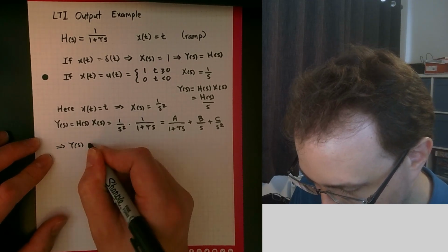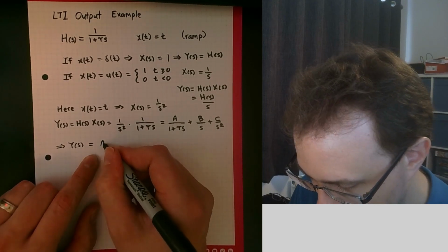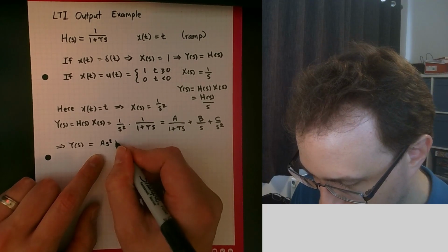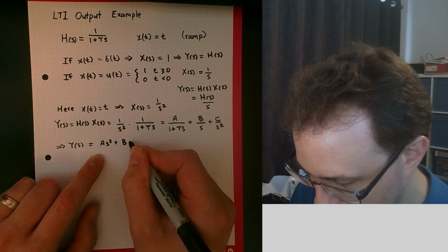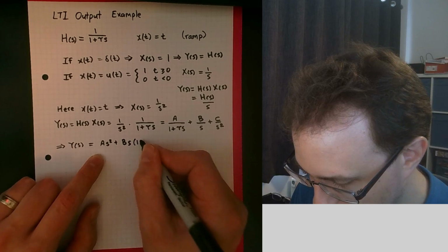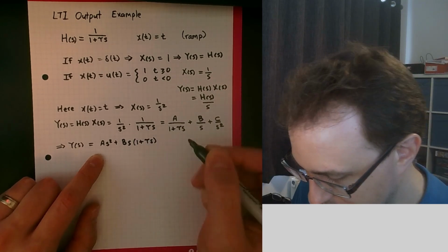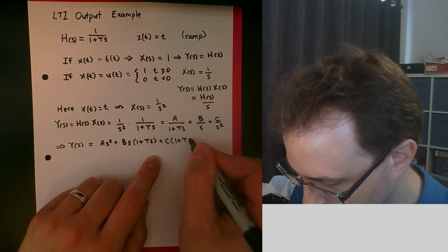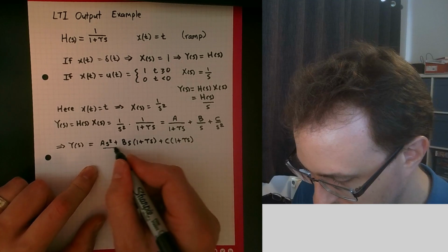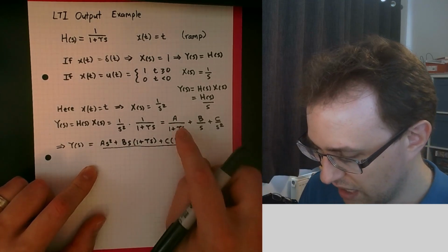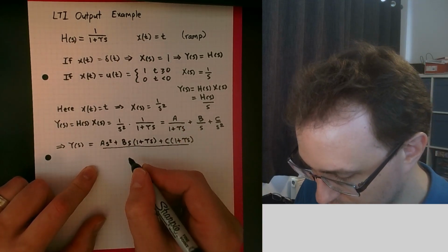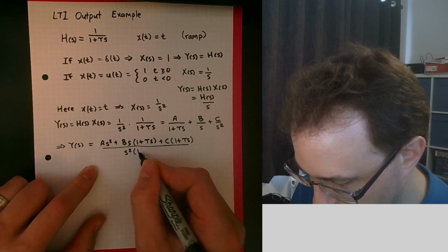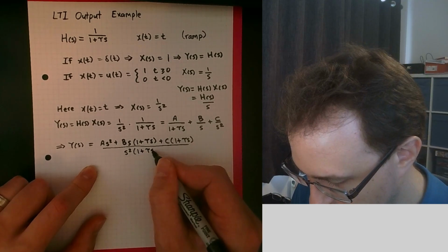y of s is going to be equal to a multiplied by s squared plus b times s multiplied by 1 plus tau times s plus c times 1 plus tau times s. So that's what's needed in order to write the a, b, and c terms into a single fraction, where in the denominator we have now s squared over 1 plus tau times s.